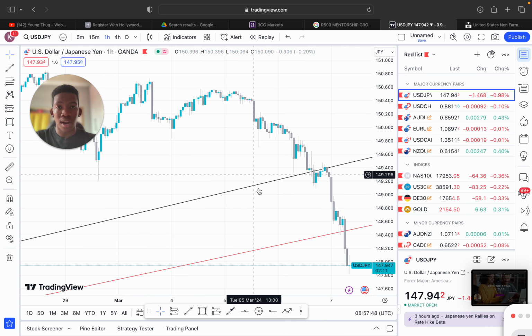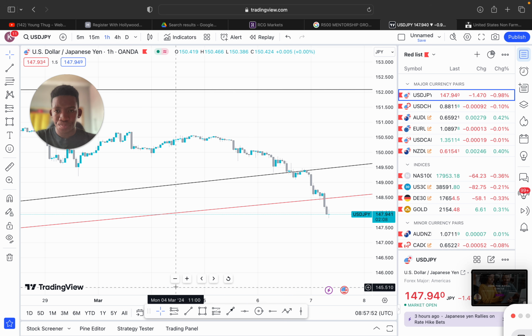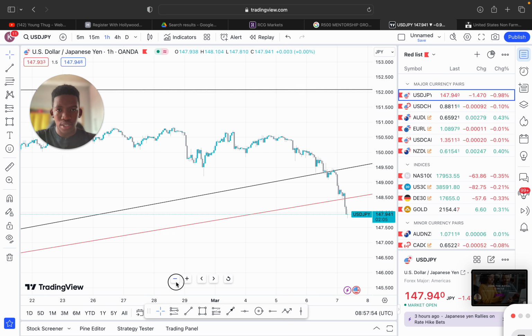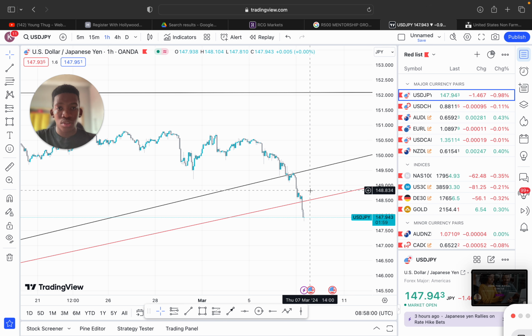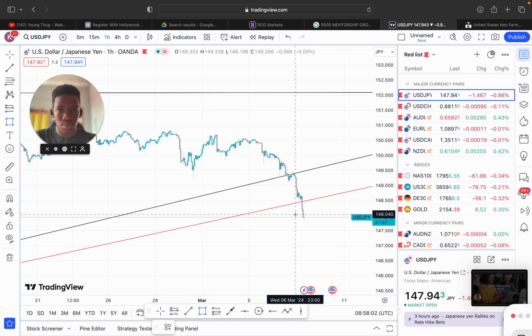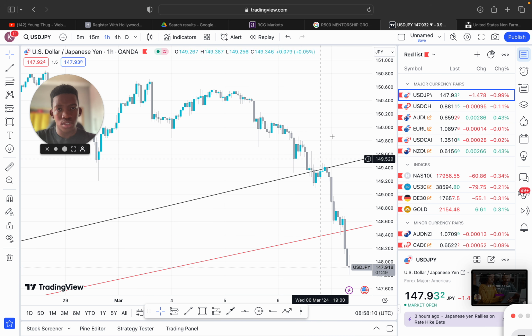Now let's look for our entry points, right? So with the downtrend that has been confirmed on the previous time frames, we can already see a certain structure, right? We can see that ever since it broke, remember what I told you about the break and retest, let me show you.